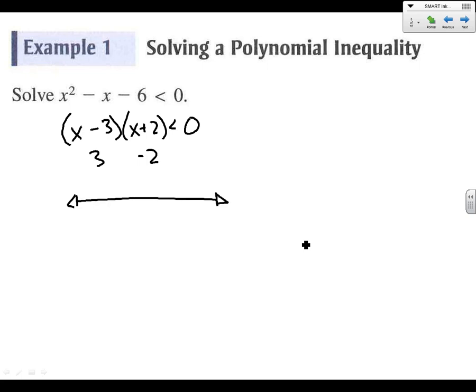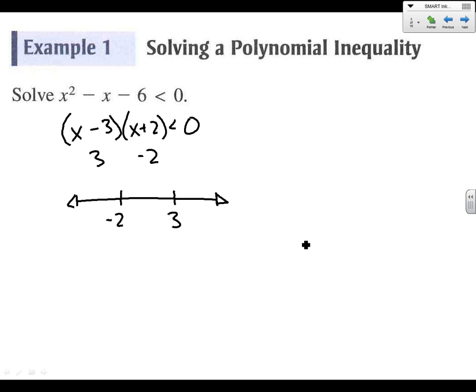Visually, you can make yourself a little number line and put the important numbers on there, negative 2 and 3. So we've actually already knocked out the first 2 steps. We found the zeros and ordered them from least to greatest, and visually we're putting them on a number line. We don't have to, we can use a table or something else, but I like to use the number line. It gives a nice visual representation of what we're going to do next.